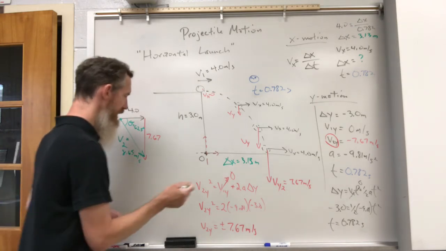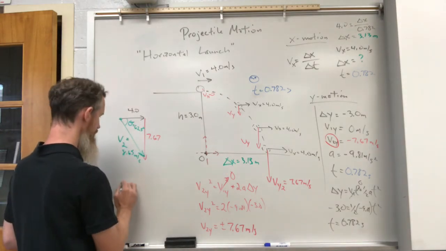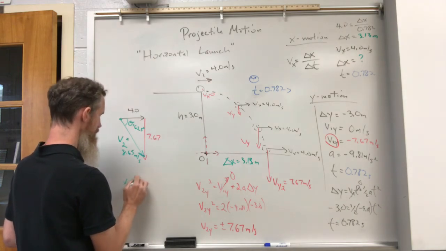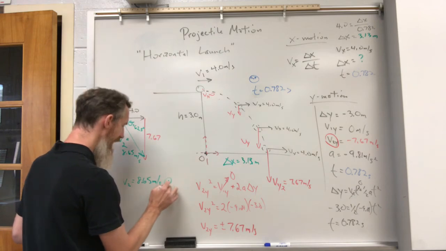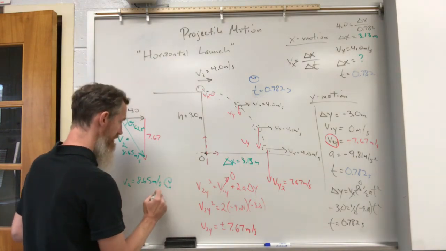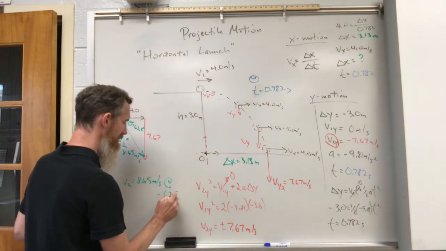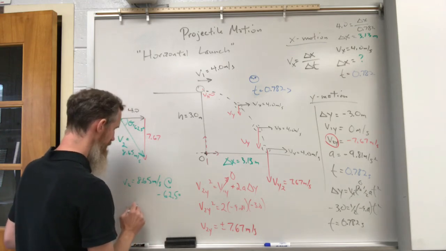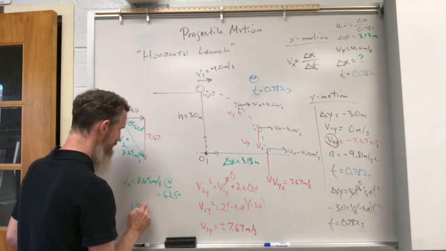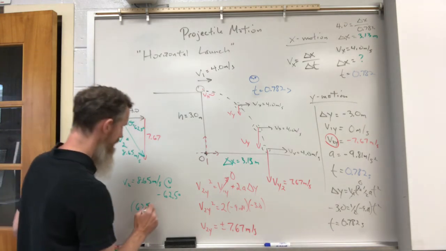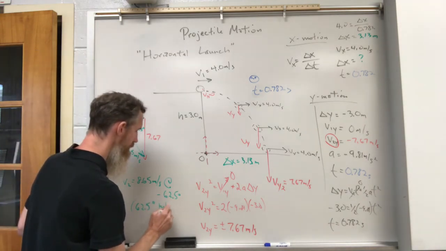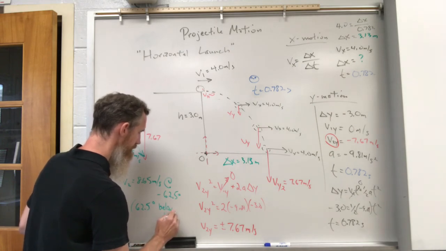And so we would say that the velocity right before it hits the ground is V2 equals 8.65 meters per second at negative 62.5 degrees, or a lot of books will say 62.5 degrees below the horizontal. If I could spell, that'd be awesome.